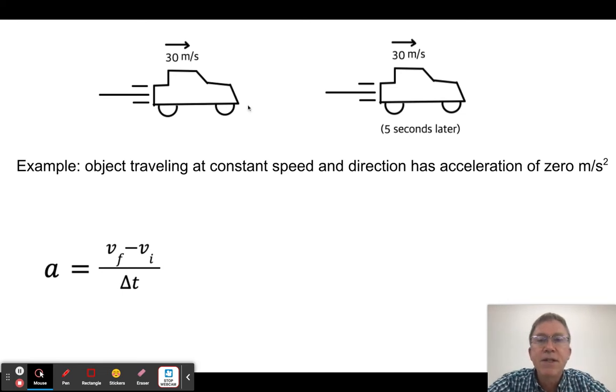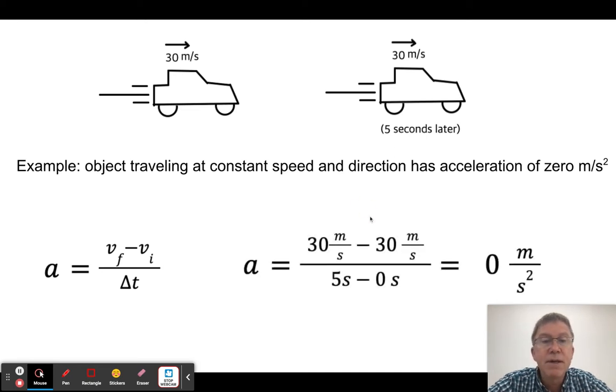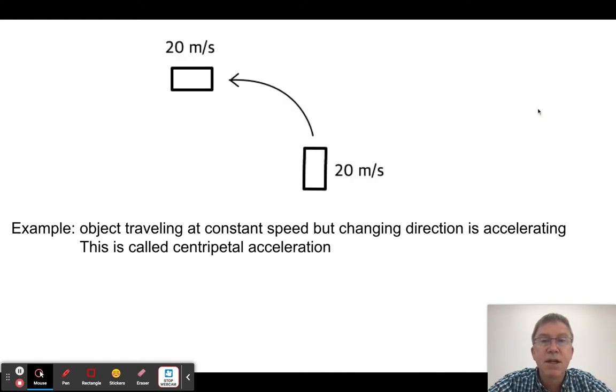Now, what if I have a situation like this? The car was going, say, 30, and 5 seconds later, it's still going 30. And we'll assume there wasn't any variation inside here. That means I have an acceleration of 0. So although the car is moving, albeit fairly quickly, it still has an acceleration of 0. There's been no change in its velocity.